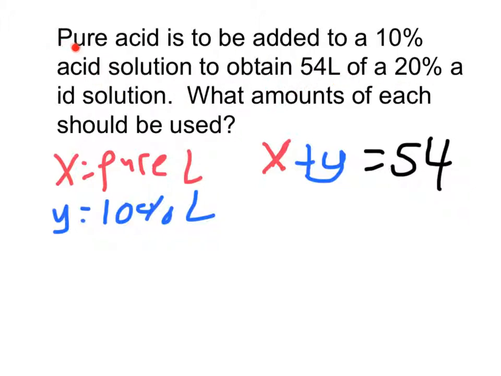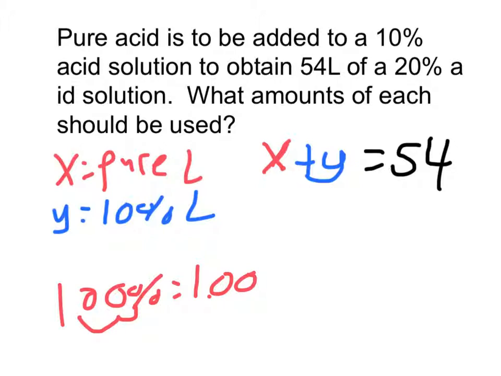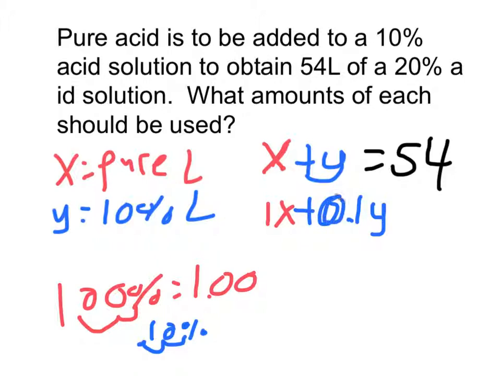So how much acid is in this pure acid solution? You have 100%, or in decimal form, 1.00. You move the decimal place 2 spaces, or you could just say 1. So 100% of the first solution, plus we only get 10% out of the second solution. Again, 10% as a decimal, move the decimal place twice, and you get 0.10, or just 0.1. Those are the same thing.